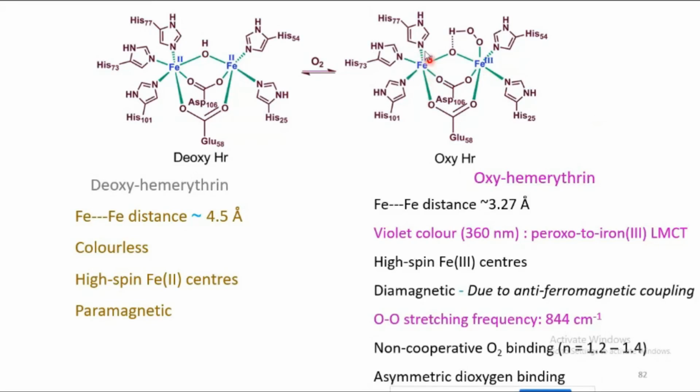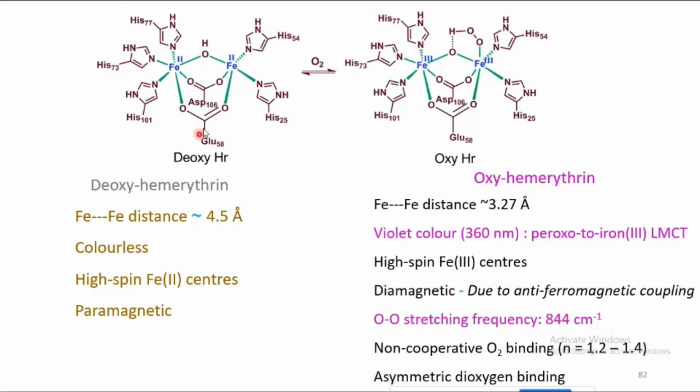The only thing is that the spin on the one iron center is in the upward direction, whereas the spin on the other iron center in the oxyform of hemerythrin is in the reverse direction. So both will undergo interaction via the hydroxide bridge. In addition to that, the terminal asymmetric binding of the O-O bond of the dioxygen molecule can also be supported by the resonance Raman stretching frequency, which is observed at approximately 840 cm inverse. And the Hill constant value measured for oxyhemerythrin is up to 1.2, which clearly indicates that it follows a non-cooperative O2 binding mechanism.